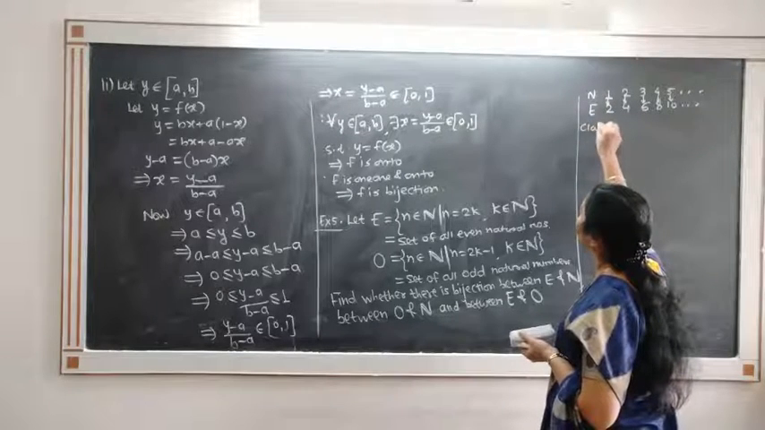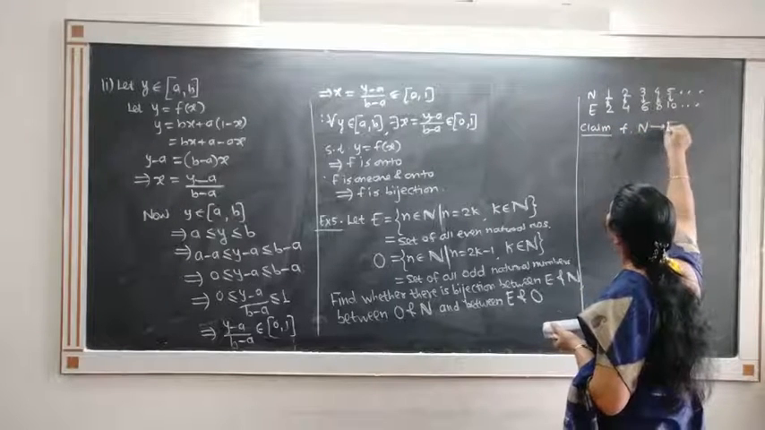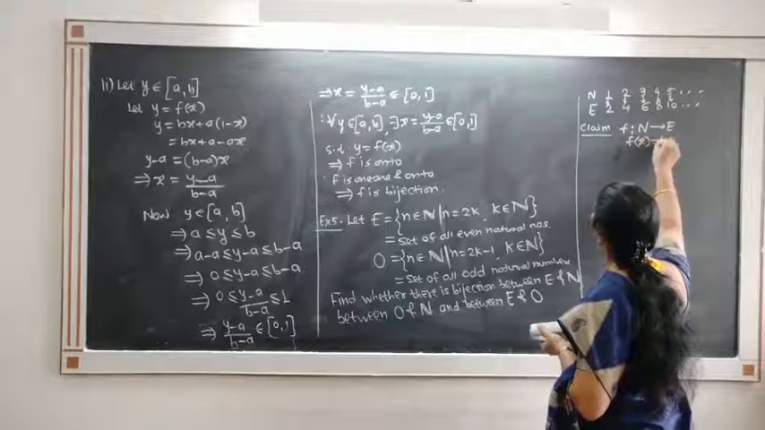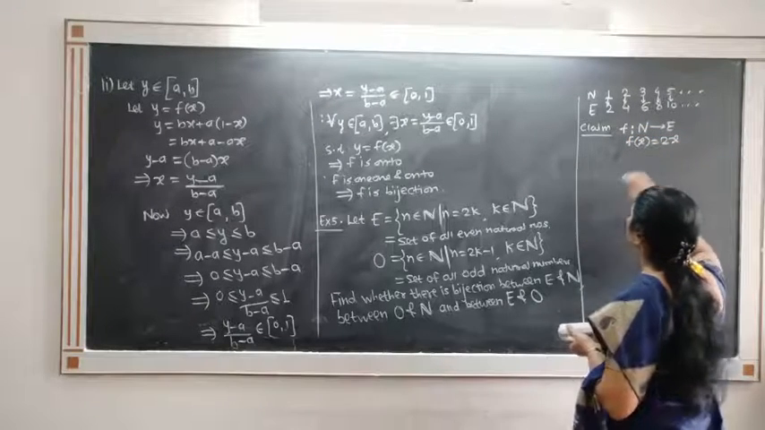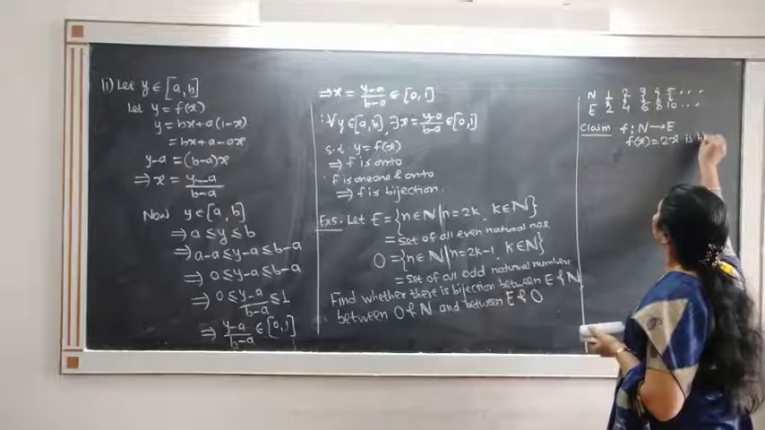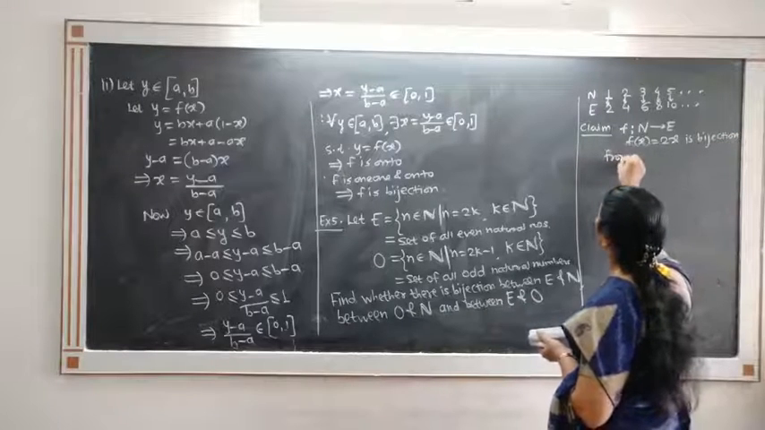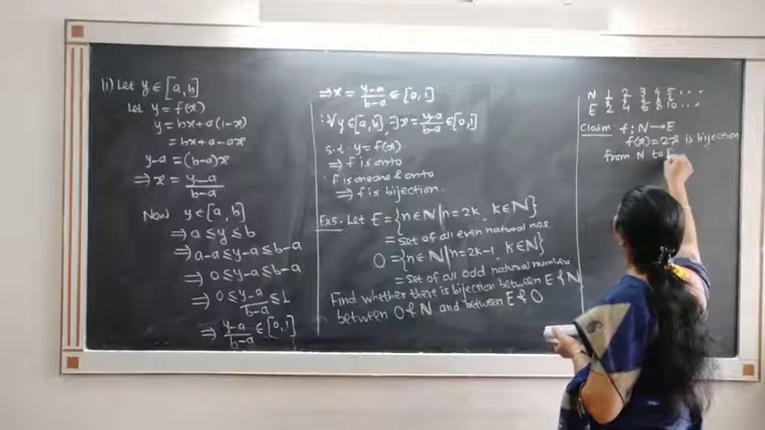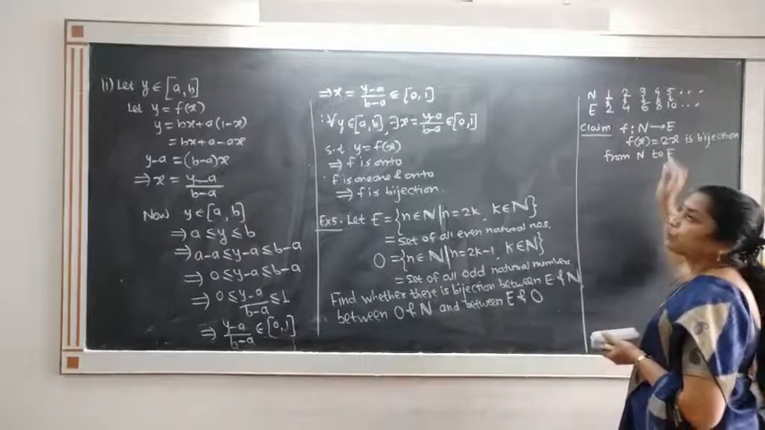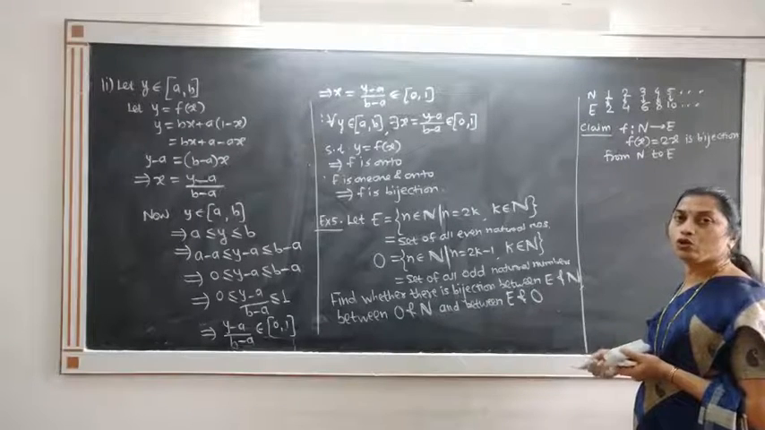So, claim that f from N to E given by f(x) equal to 2x will be a bijection from N to E. f(x) equal to 2x is a bijection. How to prove that it is a bijection? We want to show that it is 1-1 and onto.